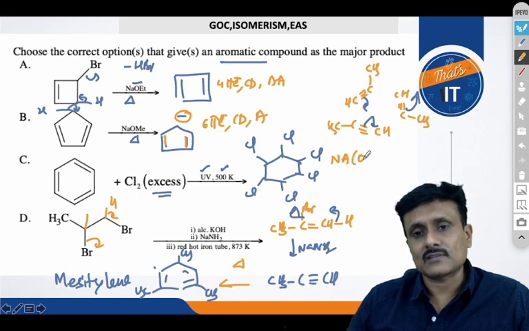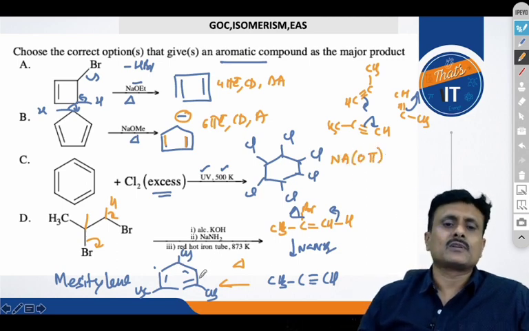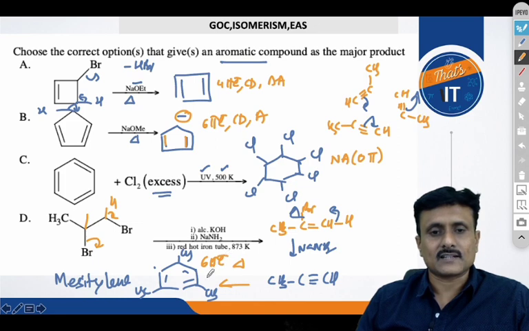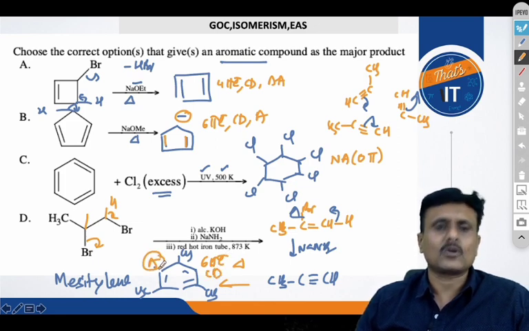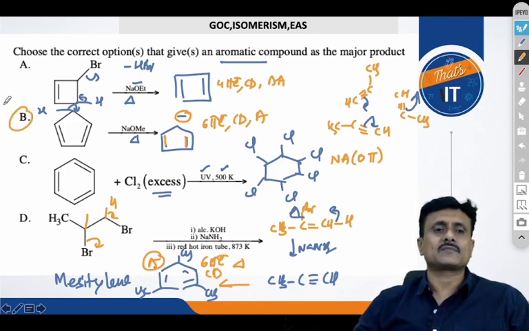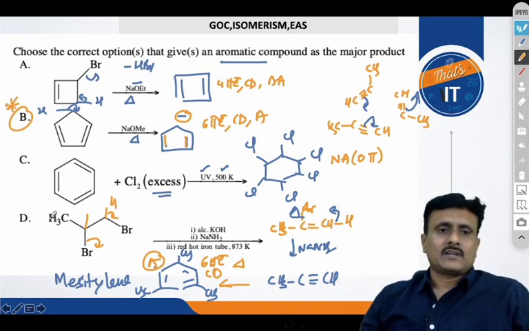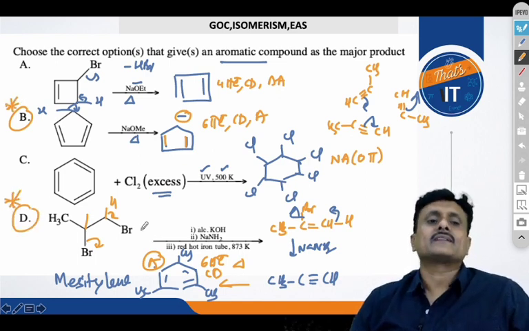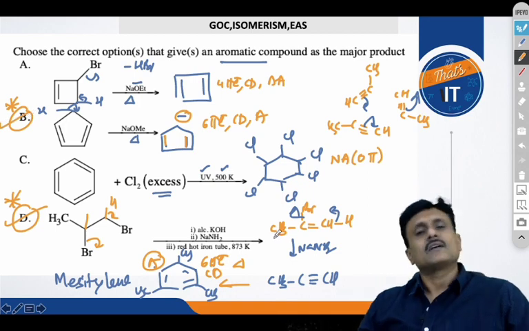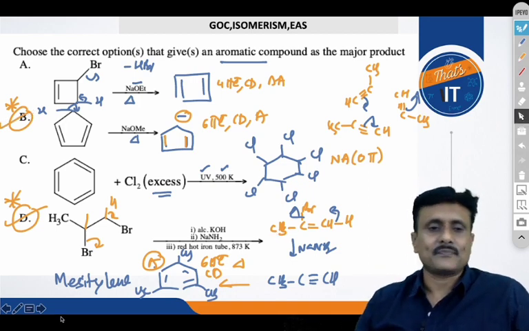There are no pi electrons at all. And you can see this compound is also having 6 pi electrons and cyclic delocalization. Therefore, this is also aromatic. So, how many compounds are giving rise to aromatic substances? Option B as well as option D. So, right answer for this question option B and D. Hope you are following, isn't it?